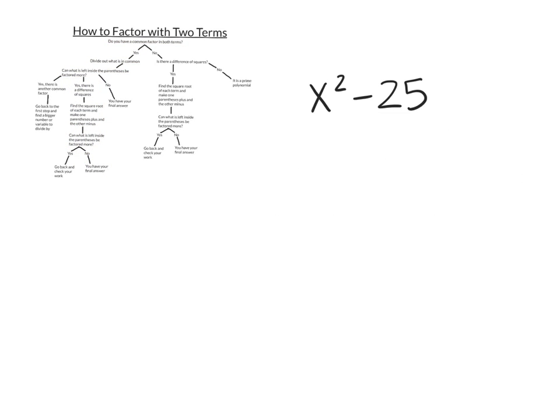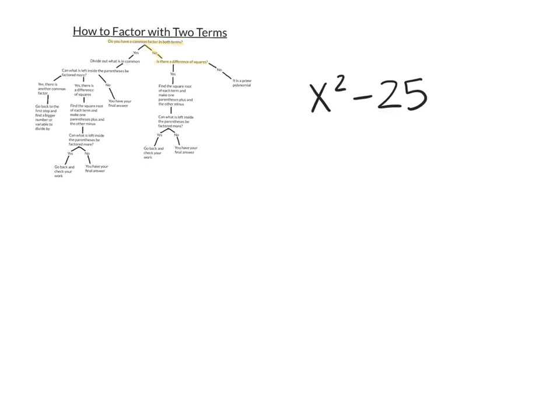All right, so the last example I'm going to show you for this hierarchy where we have two terms in our polynomial is x squared minus 25. So our first step is, do you have a common factor in both terms? An x squared and a 25. Nope, nothing is in common there.